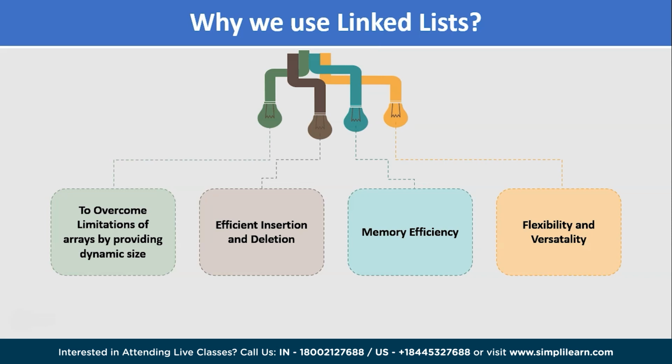And finally, flexibility and versatility. Now, linked lists come in different forms, such as a single linked list, double linked list, circular linked list, each with its own advantages and uses. This makes linked list a flexible and adaptable choice for different programming scenarios. And they can be considered a versatile data structure because they are used to implement various other data structures such as stacks, queues, and other important data structures, and also in various algorithms for efficient memory usage and data management.